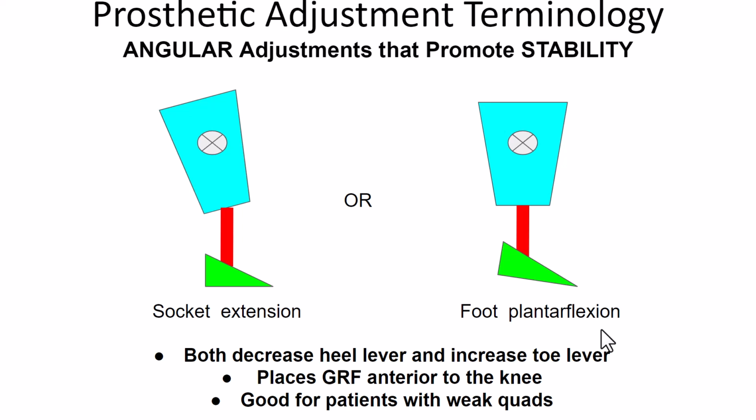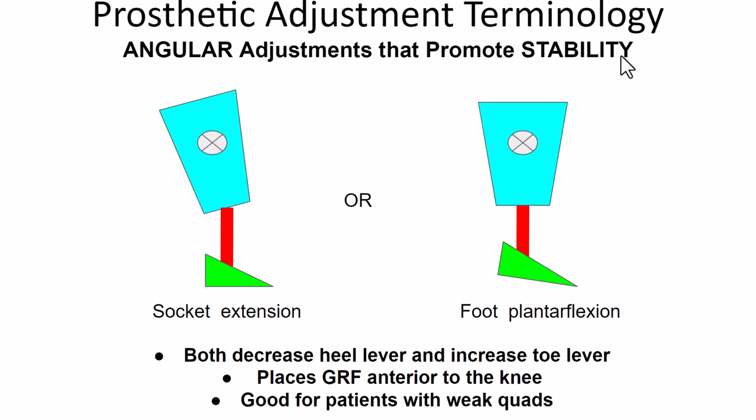Okay, prosthetic adjustment terminology. First, we're going to start out with angular adjustments. By angular adjustments, you can see here from the picture that I've taken the socket and I've just rotated it backwards. This is an angular adjustment. The other angular adjustment that I've made here is I've taken the foot and I've rotated it downward. This is called plantar flexion. If I take the socket and rotate it backwards, that's called extending the socket or socket extension. And here I've just taken the foot and brought it into plantar flexion.